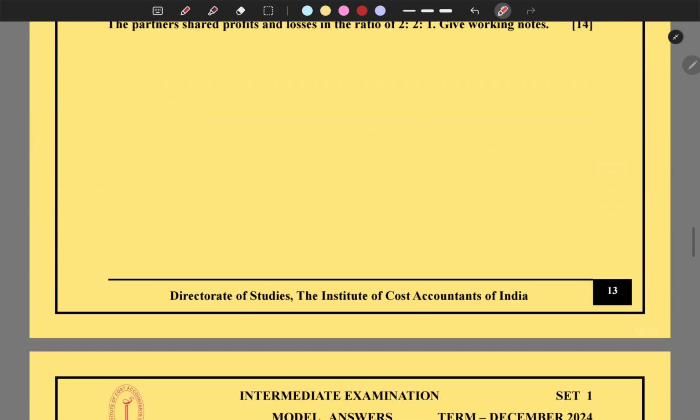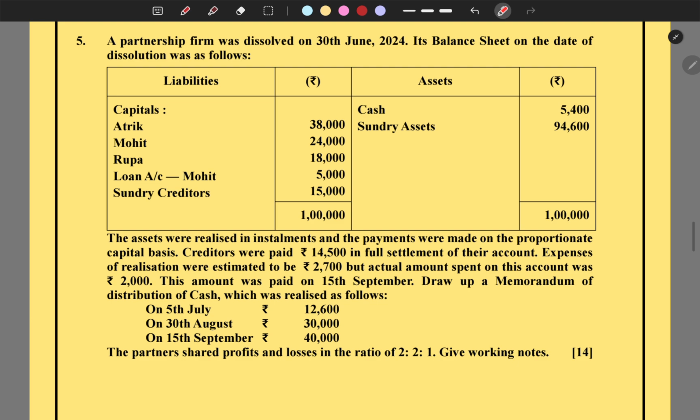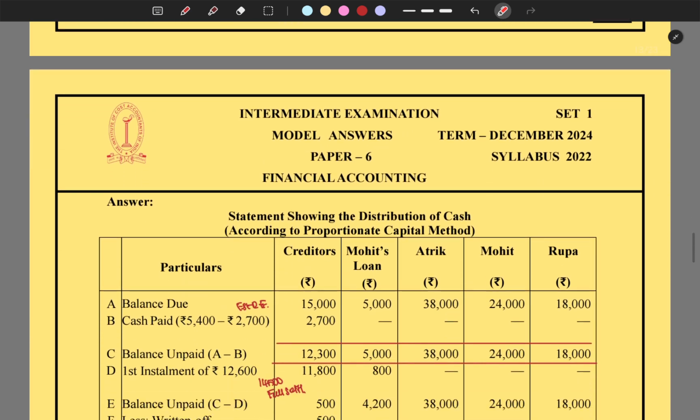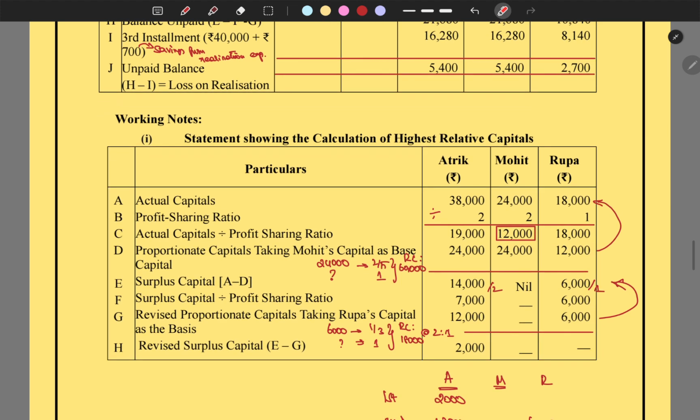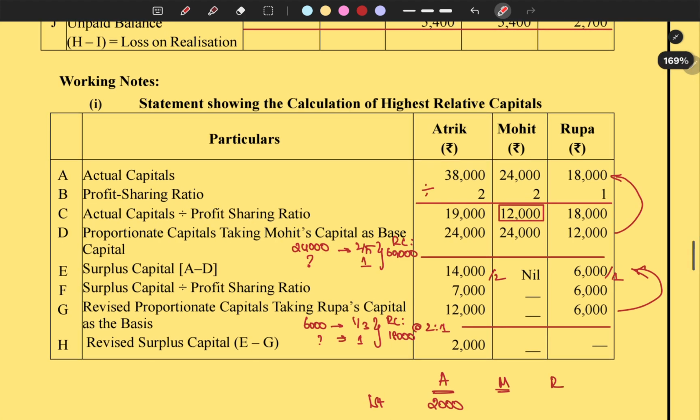Okay, so what we have to do is prepare the proportionate table, then only can we go straight to the statement showing the distribution of cash. Before that, we have to understand the calculation of higher relative capitals. The actual capitals are 38,000, 24,000, 18,000, and the profit sharing ratio is 2:2:1.